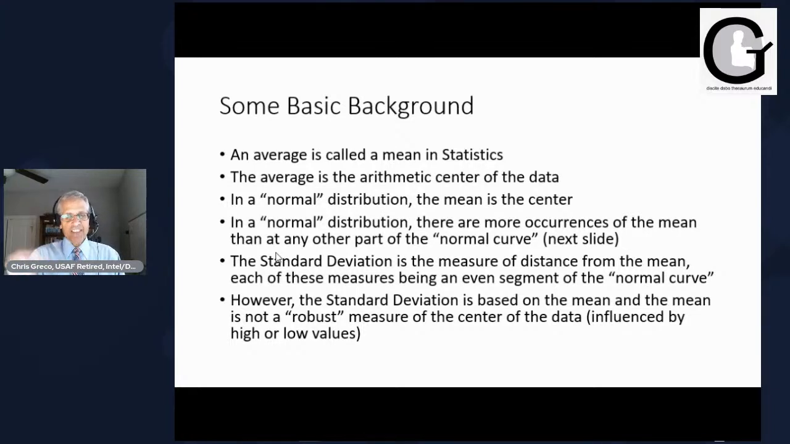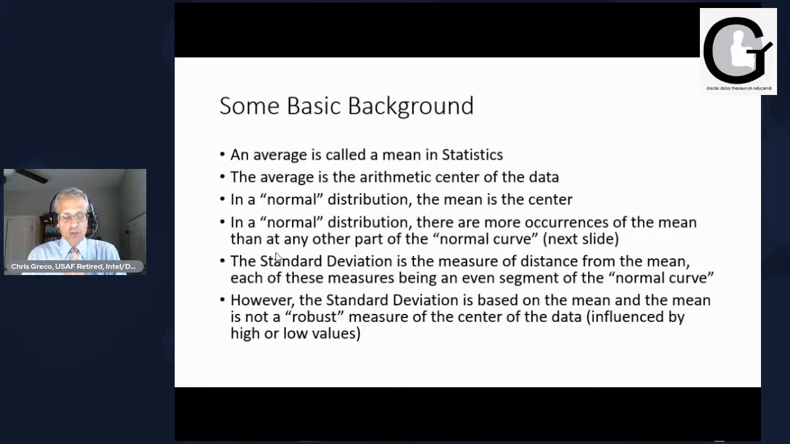The average is the arithmetic center of the data. And it's the sum of the value of the numbers over the number of those numbers, right? The number of objects. And it's really simple. We do it all the time. We take averages. Anybody that's been in school does it.